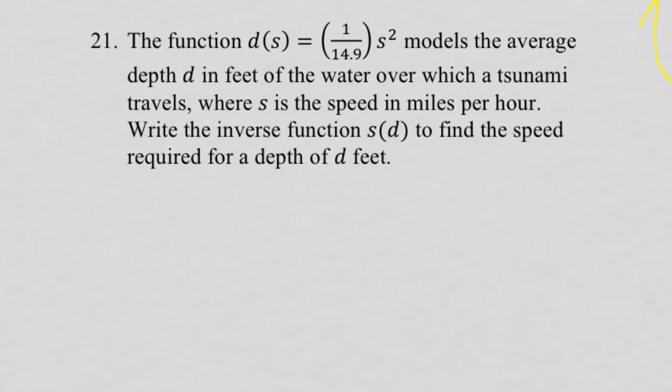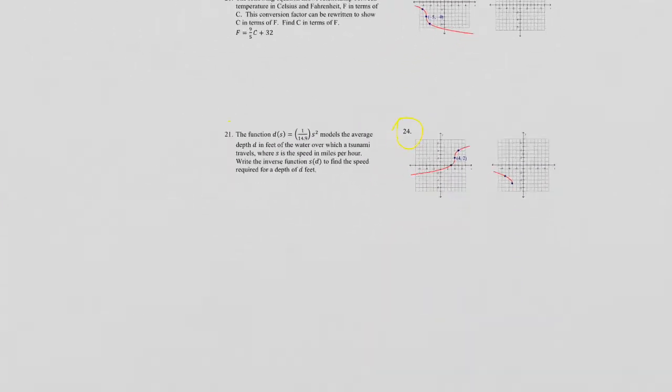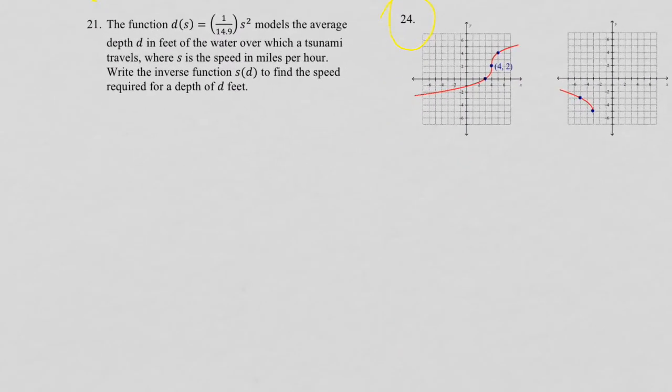Okay, I'm going to continue with number 21. 18 through 22, I believe, are basically the same idea. You're going to find the inverse of a real-world situation. So I chose 21 because it seems to have decimals and fractions in it, so that's what throws some of you guys off. So I'll use that one. But the other ones are the same basic idea.